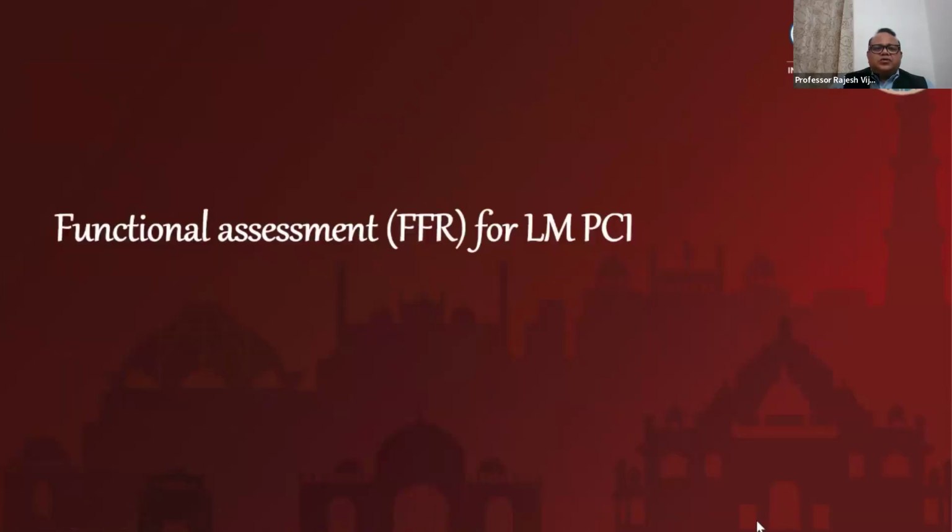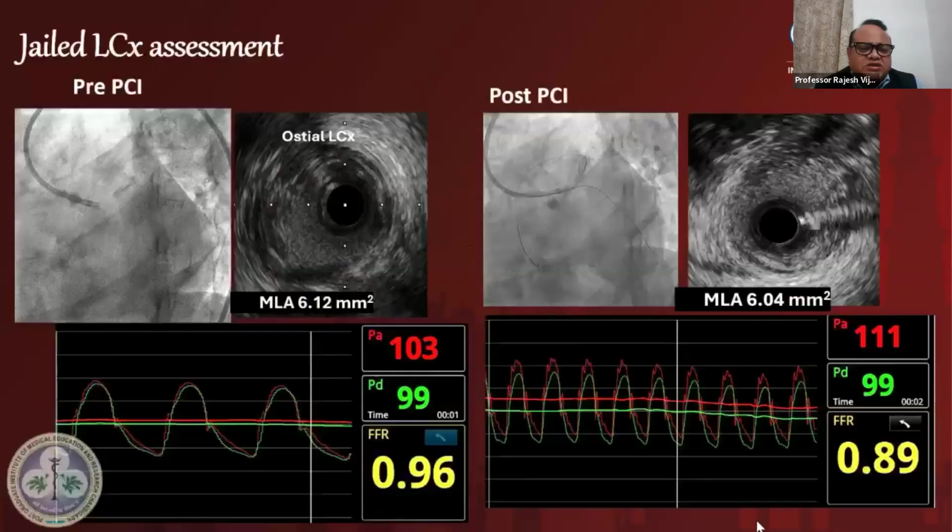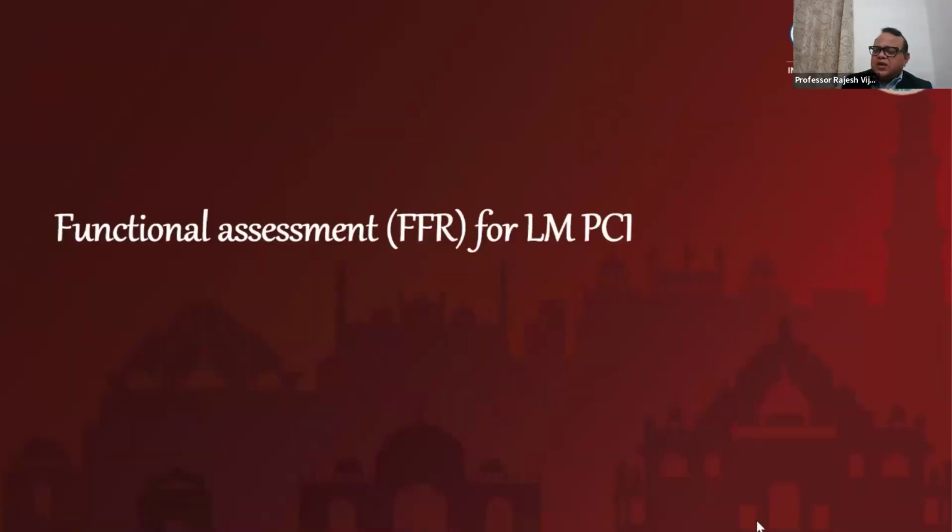Okay. So now regarding the functional assessment for left main PCI, are you able to see my slide now? Yes, sir, you are visible. Okay. Very nice.